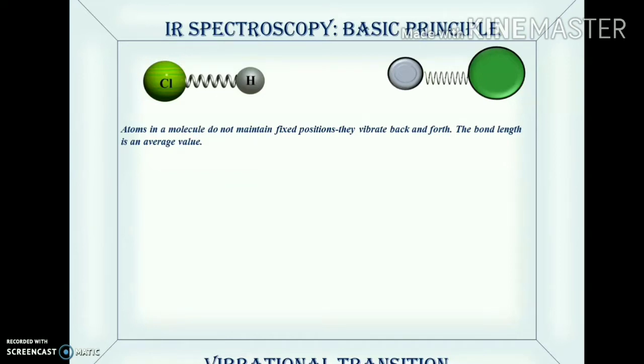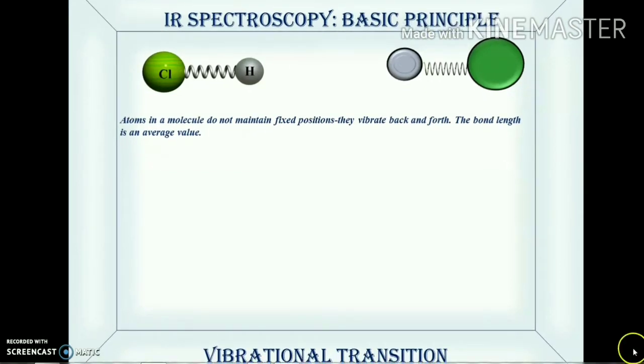Now, to understand the basic principle of IR spectroscopy, we have taken the example of a very simple molecule which consists of a chlorine atom and a hydrogen atom, represented by the green and the gray sphere respectively. The bond between the chlorine and hydrogen we have represented here with the help of a small spring, which represents the chemical bond present between the hydrogen and chlorine. Now, why have we taken so?